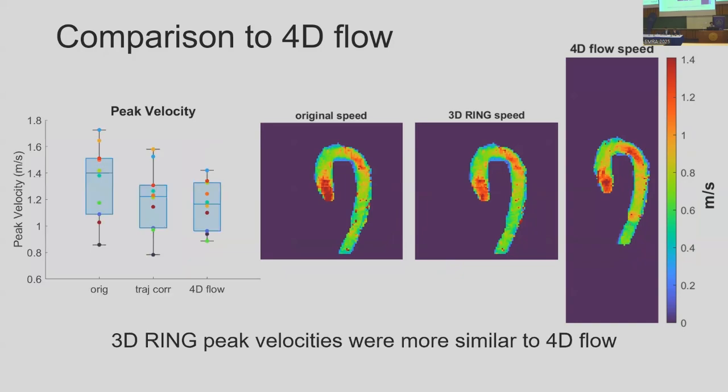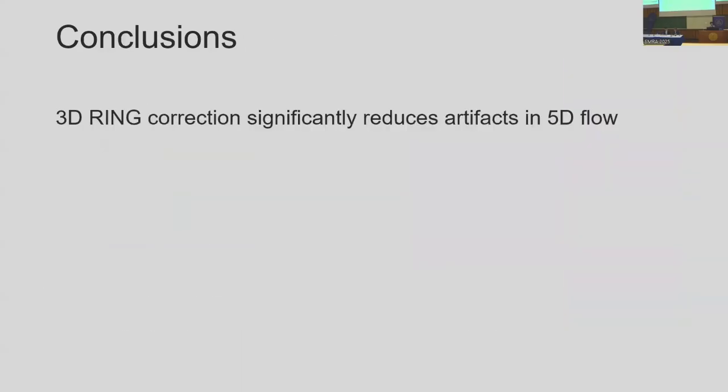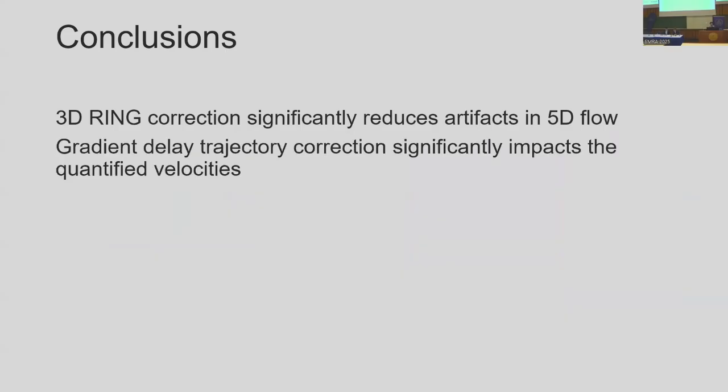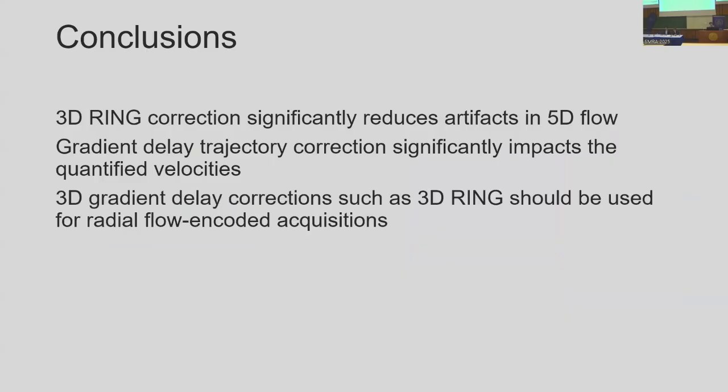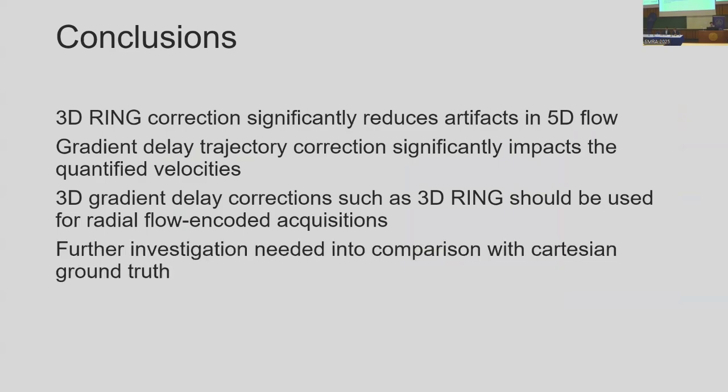And overall, the 4D flow data had significantly decreased ascending aorta peak velocity compared to the uncorrected 5D flow data, which leads us to believe that the velocities obtained with this correction are more accurate because they are more similar to the Cartesian flow. So we saw that this gradient delay correction does significantly reduce artifacts in 5D flow magnitude data, and it does significantly impact the quantified velocities. And we believe that a 3D radial gradient delay correction like Ring should be used when you're looking at radial flow. But we still need further validation in comparison with other Cartesian ground truth methods.